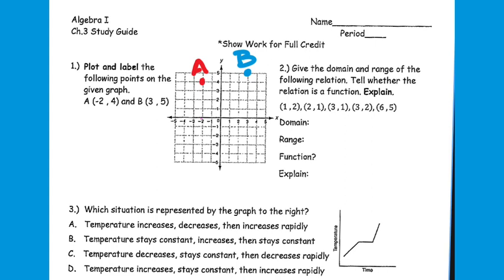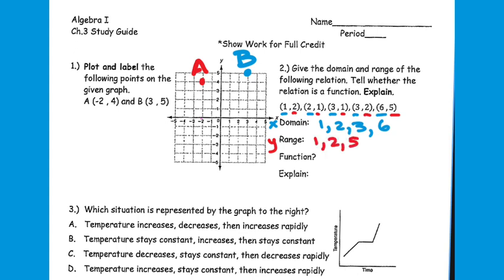And number 2, we get to have this set of points, and we're saying what the domain is, and the domain is the x values. So we don't need to repeat them. We can just say them once, so we know it's 1, 2, 3, and 6. The y values, or the range, are just 1, 2, and 5.